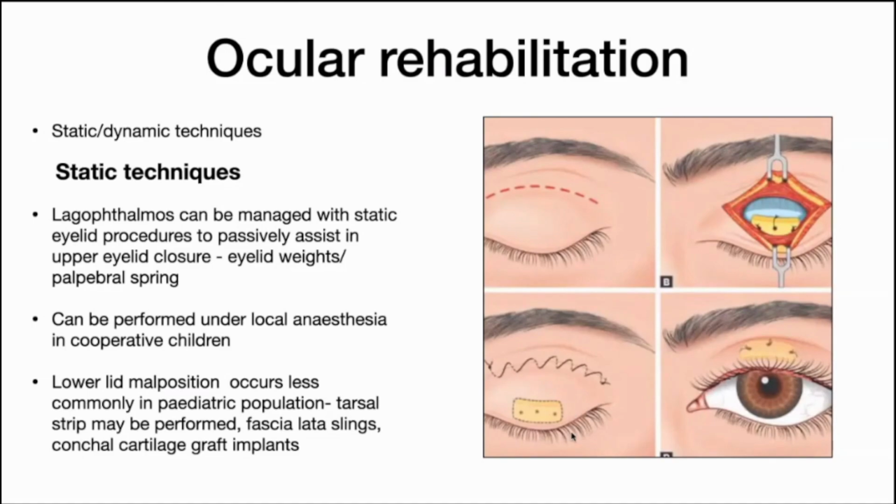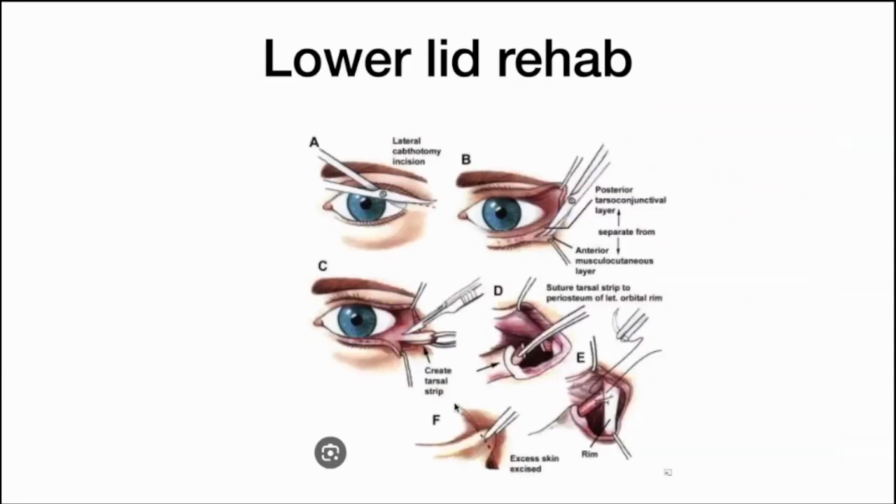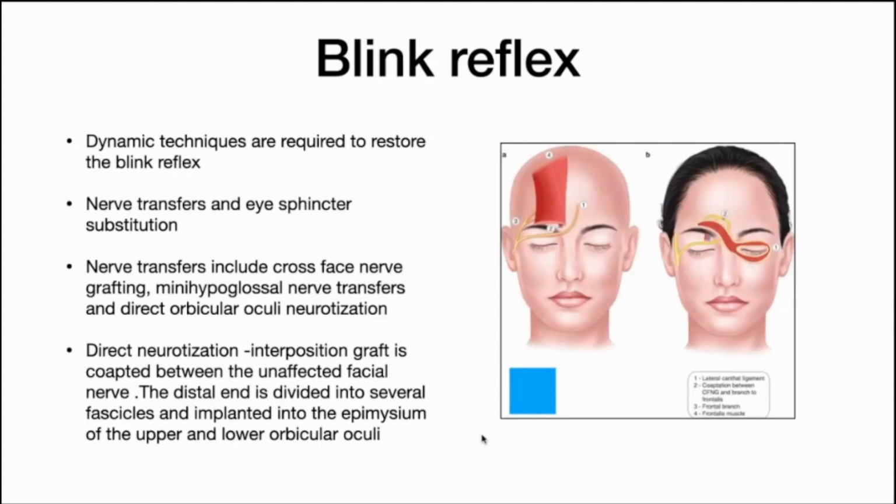Lower eyelid malposition is less commonly seen in the pediatric population. The procedure done for this is a lateral canthotomy. We call it the tarsal strip procedure: a lateral canthotomy followed by cantholysis, creating a tarsal strip and attaching this tarsal strip to the superolateral portion of the orbital rim. So this will tighten up the lower eyelid and it helps in the management of the lower eyelid. How do we get the blink reflex back?